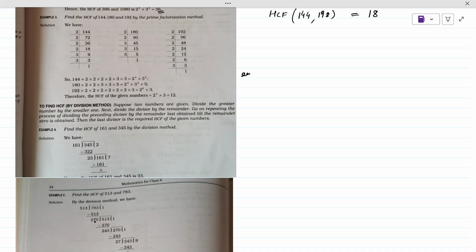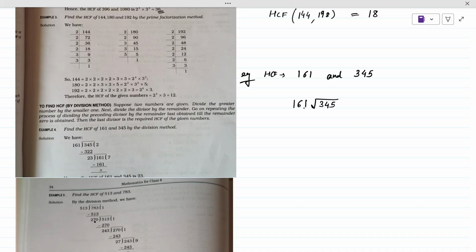So kids, I am giving you one example here, and let me consider the same example. 161 and 345. Now, if we have to find the HCF of these two numbers using the division method, what we have to do is divide these two numbers. We will take 345 as the dividend and 161 as the divisor, which is the smaller number. We always take the smaller number as a divisor, and then we will divide it. This is the general division that we do.